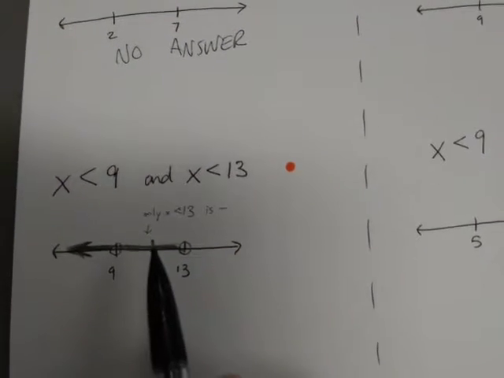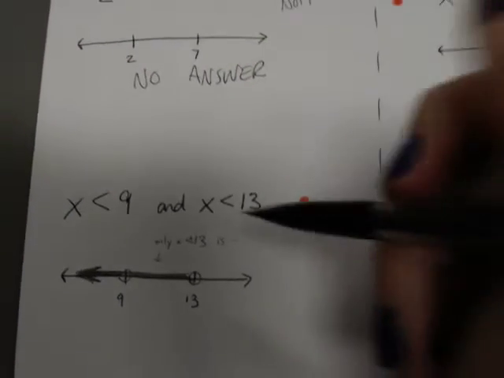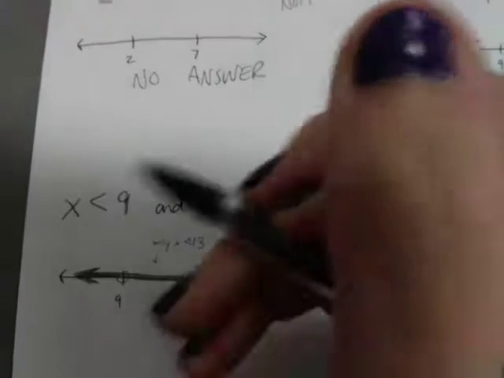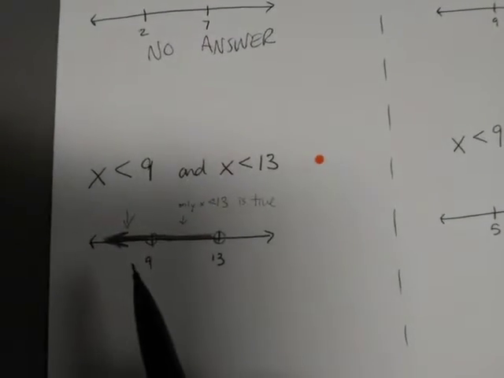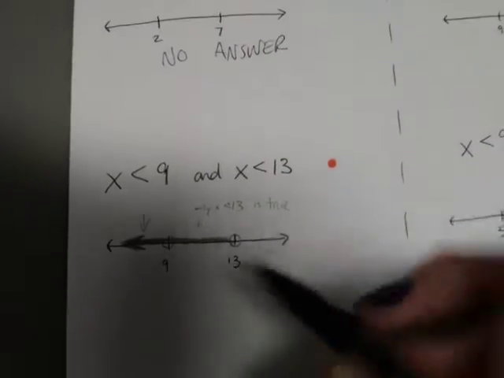Right there, in this region in between, only x is less than 13 is true. But in this region, sorry, the lights just went off in my classroom. There we go. Sorry about that. In this region over here, both of these statements are true.